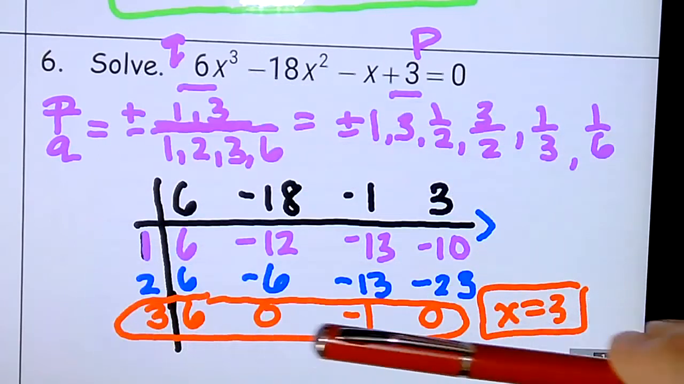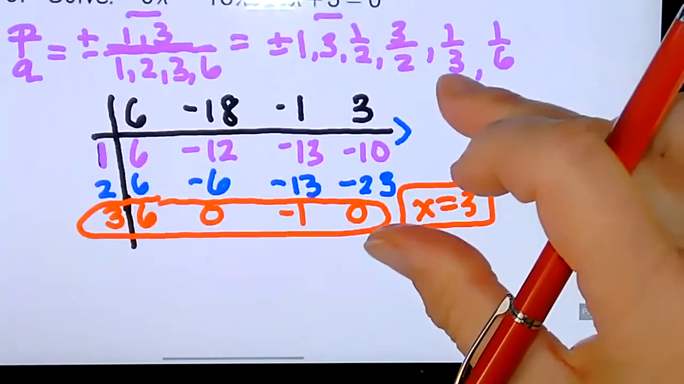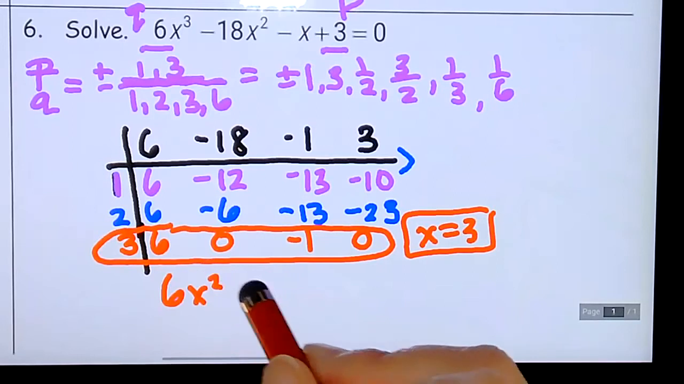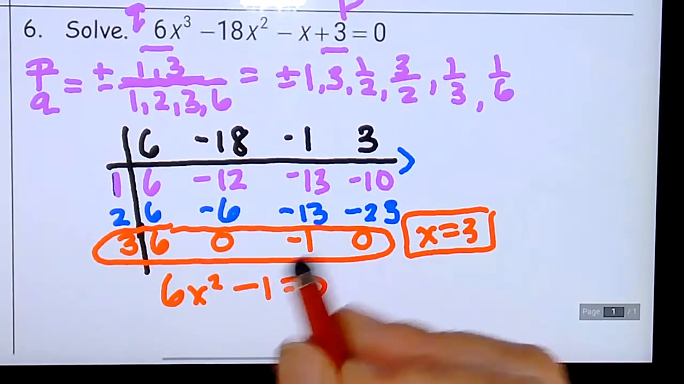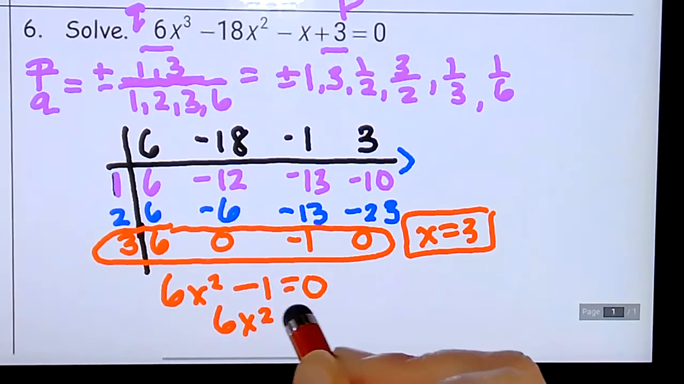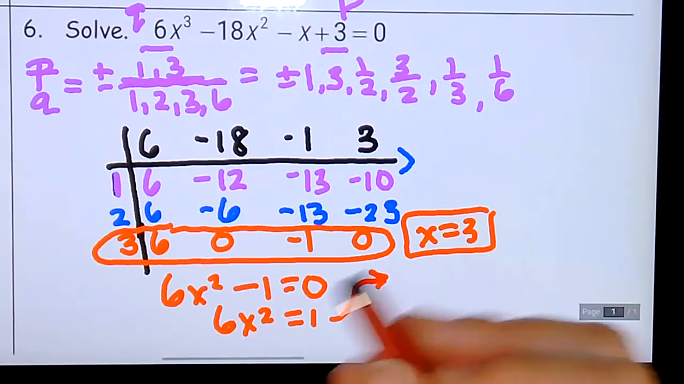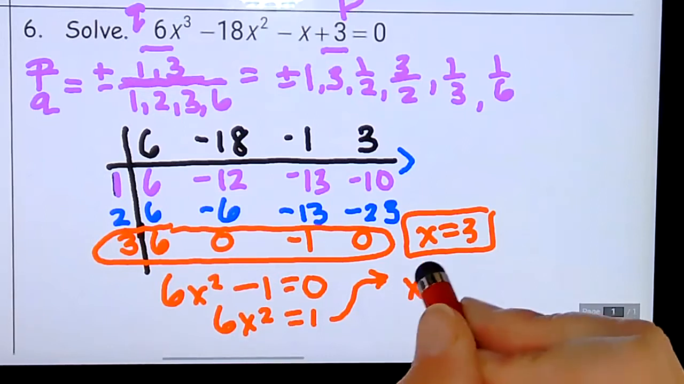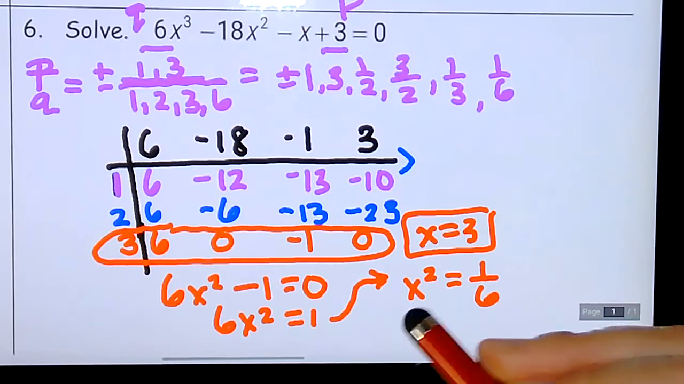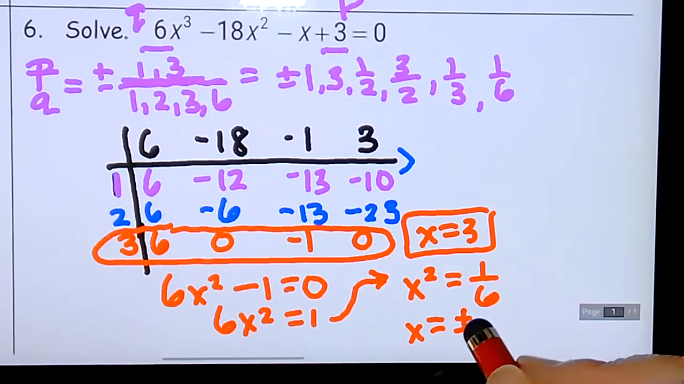This is now going to be a degree 2, and I'm going to write that degree 2 out. Let me just shrink this so we can see this. So I'm going to write it out as 6x squared minus 1 equals 0. I'm going to solve that. So that's going to be 6x squared equals 1. I am going to divide by 6. So I'm going to get x squared is equal to 1 over 6. I am going to take the square root. So when I do, I get x equal plus or minus. Okay, so here I'm going to get 2 answers.